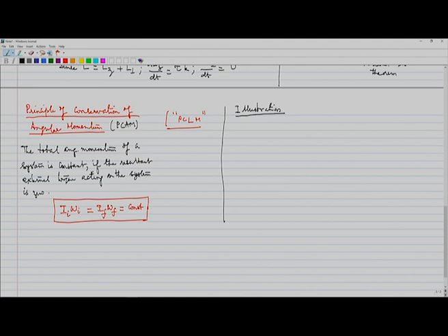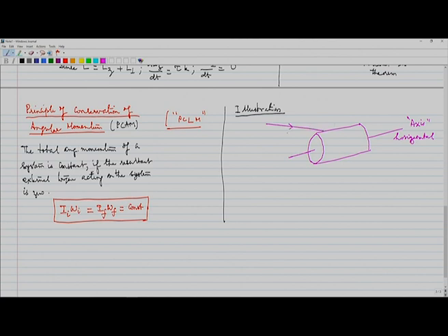Now, the situation is like this. I have a cylinder. This is the axis of the cylinder, the horizontal axis of the cylinder. There is a mass, a bullet, which comes and hits it.